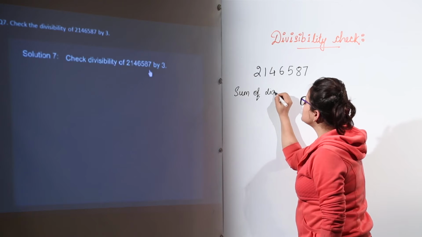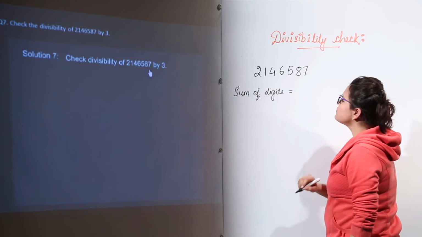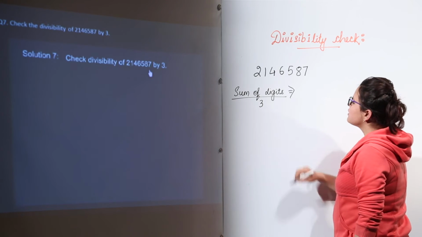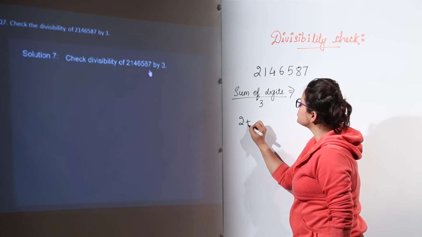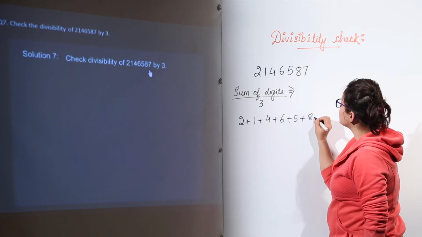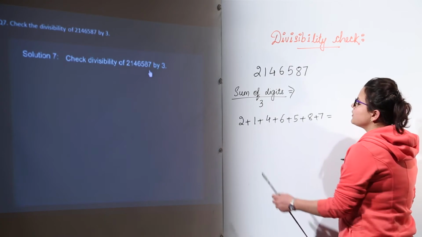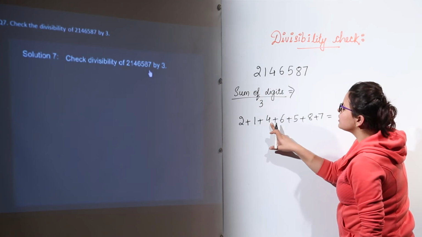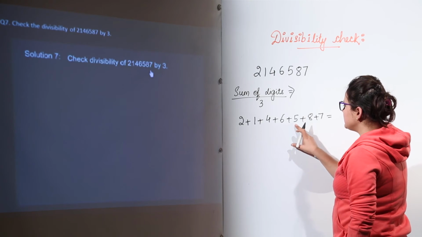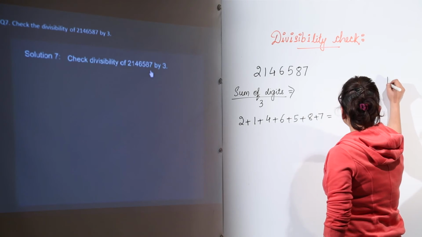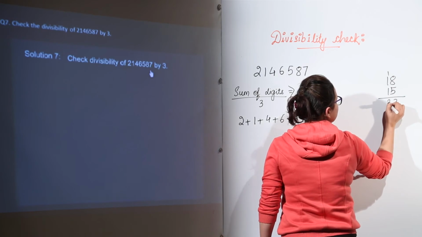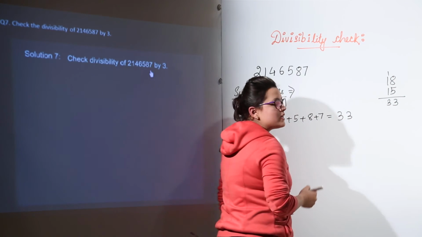The sum of the digits has to be such that it is divisible by 3 completely. So what we do is we will check the sum of the digits. That will be 2 plus 1 plus 4 plus 6 plus 5 plus 8 plus 7. That would come to be 2 plus 1 makes 3, 3 plus 4 is 7, 7 plus 6 is 13, 13 plus 5 makes 18, 18 plus 8 is 26, plus 7 is 33. That means the sum that you have got now is 33.